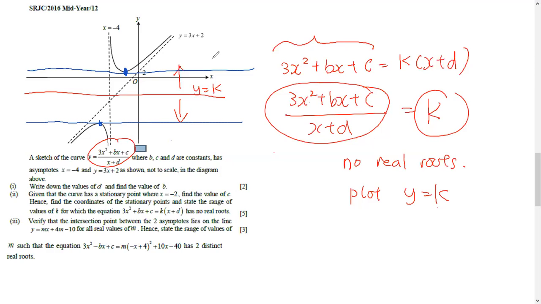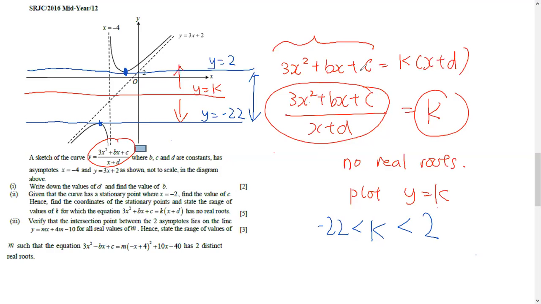When the turning point is here, this is y equals 2, and this one is y equals minus 22, as found just now. So long as k stays between these two values, there will never be an intersection. So from here, we can easily see that k must be between minus 22 and 2 for no real roots.